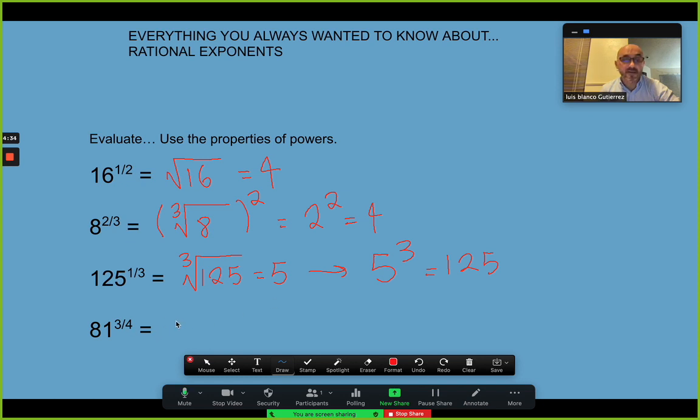And the last one is 81 to the power of 3/4, so we put 81. The index is the denominator, so it's going to be 4, all of it to the power of 3. The root with index 4 of 81 is going to be 3. So this is 3 to the power of 3, and it's going to be equal to 27. So you can really apply these rules to find the answer to questions that are weird, if you think about it, right? Now we're going to do questions on how to simplify.